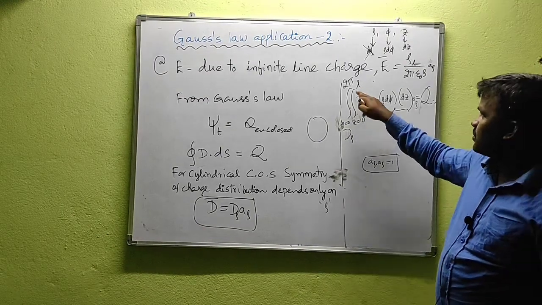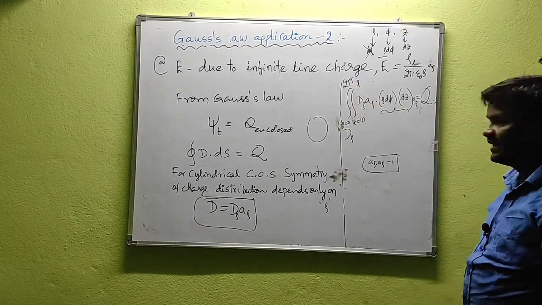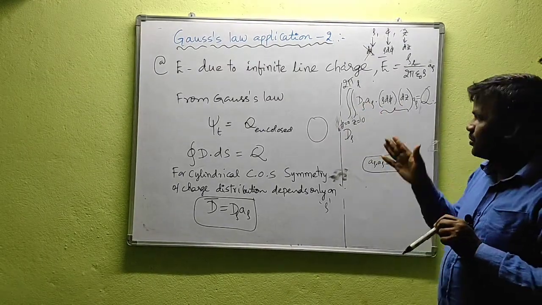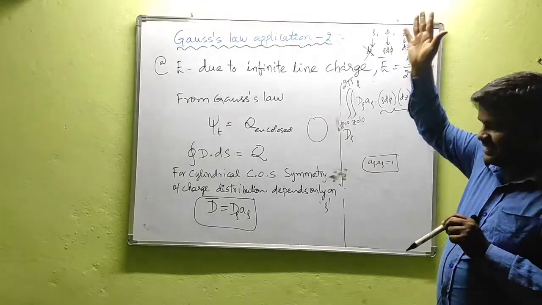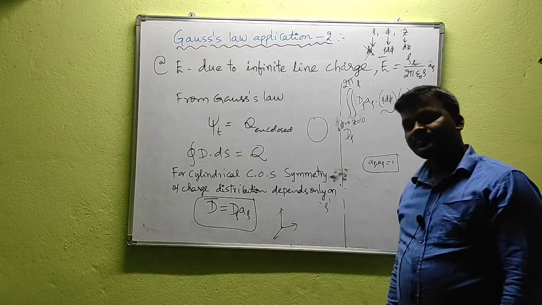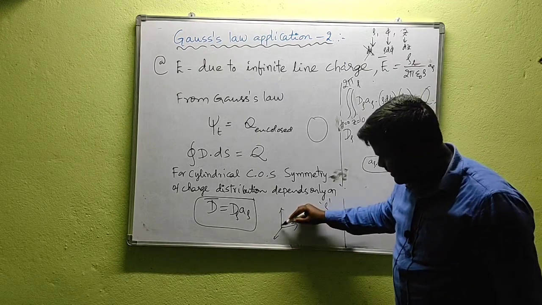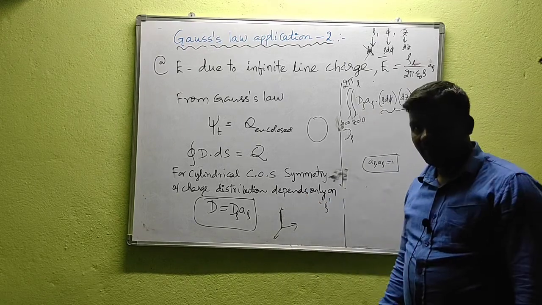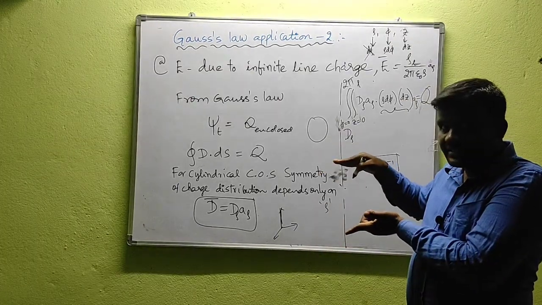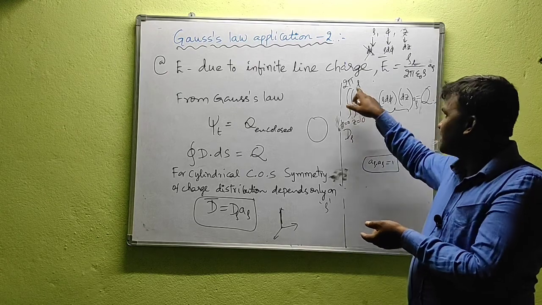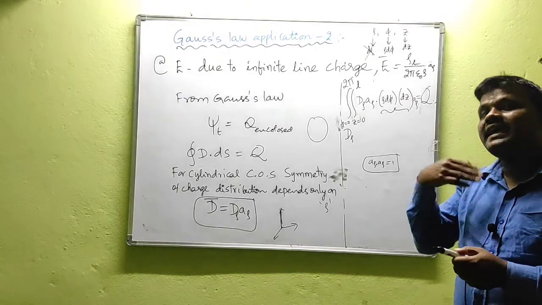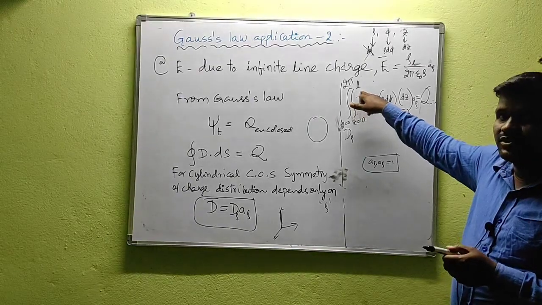z is from 0 to a particular length L, since the line charge is placed along the z axis. In the previous derivation of the electric field intensity due to an infinite line charge, we considered the line charge along the z axis. First we consider a line charge of finite length L. Infinite is ideal, but practically this length should be very large.